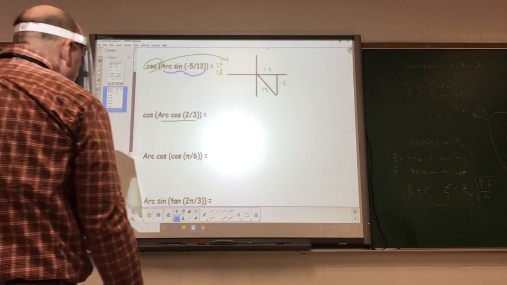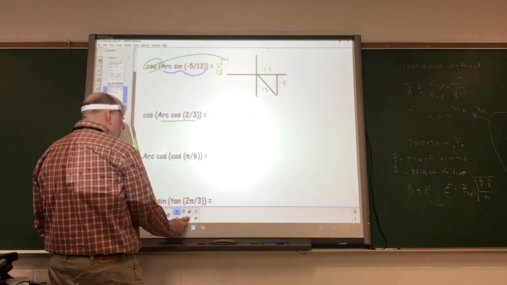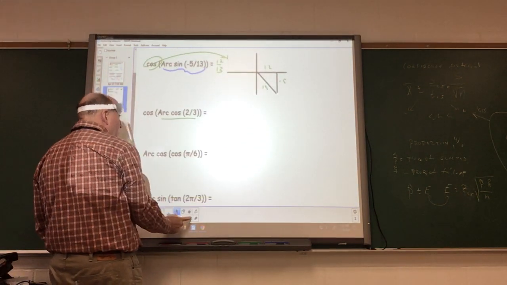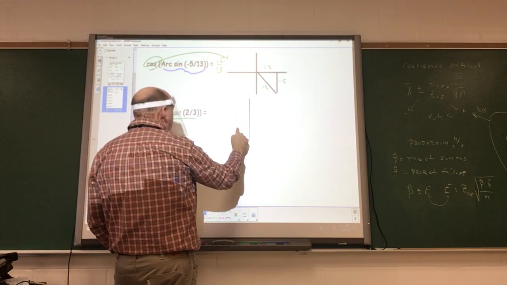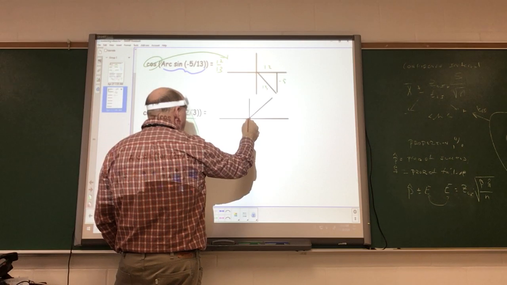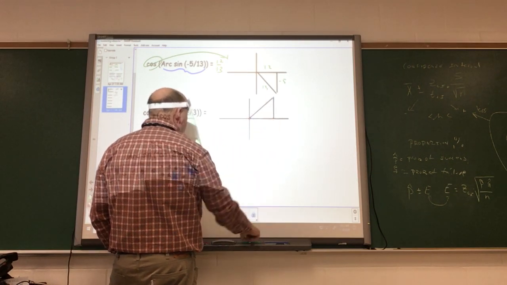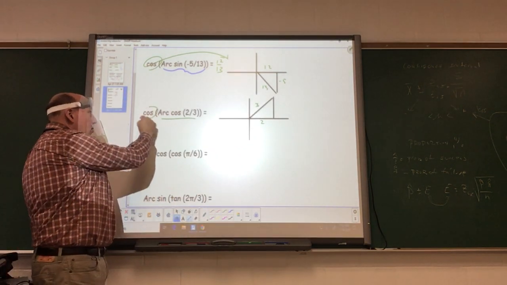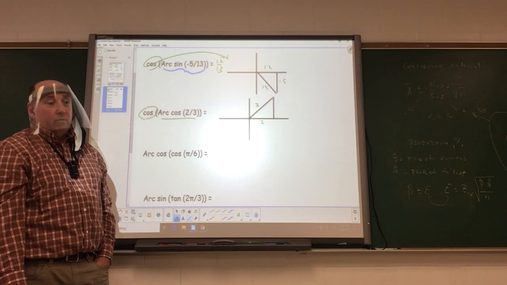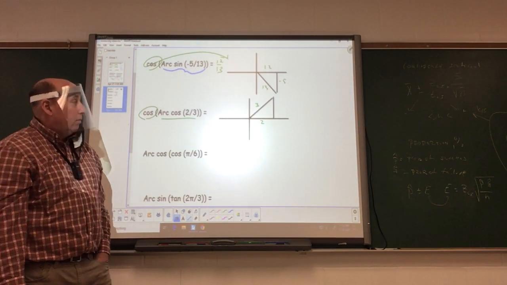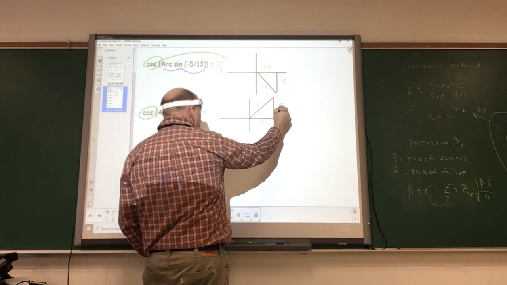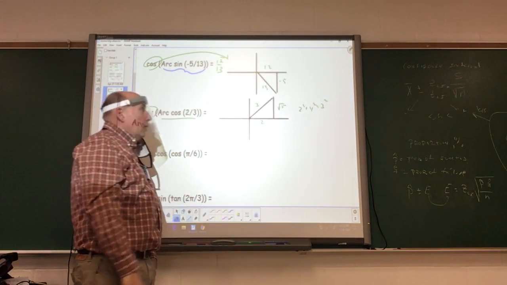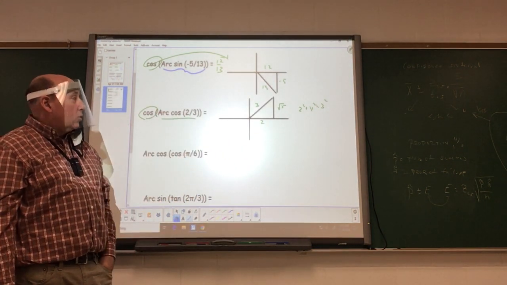So I have the arc cosine of 2/3. So it puts me in quadrant number 1. The cosine is 2/3. I can find my third side if I want to, but what I need to find is the cosine of this. I could find this to be square root of 5. 2 squared plus y squared is equal to 3 squared, so I can subtract 4 from 9 and get square root of 5.